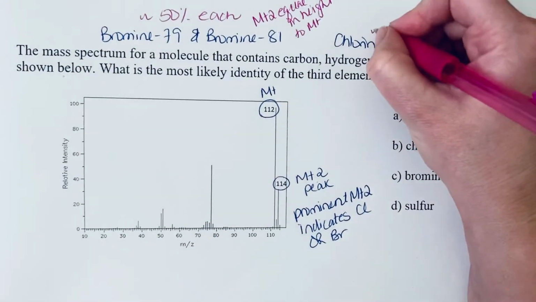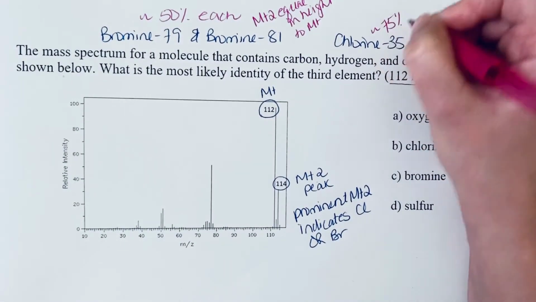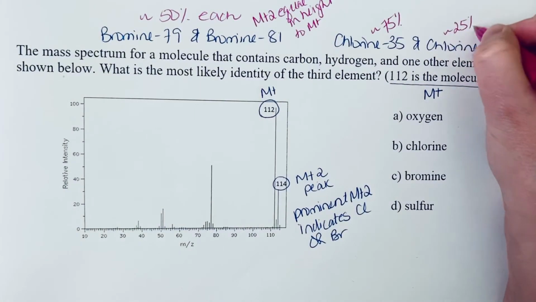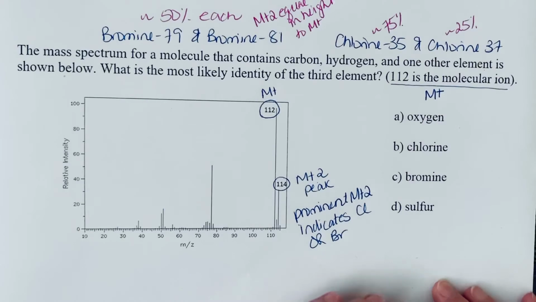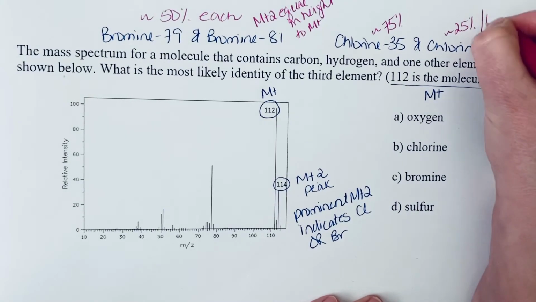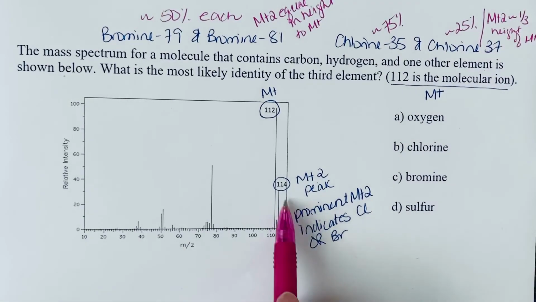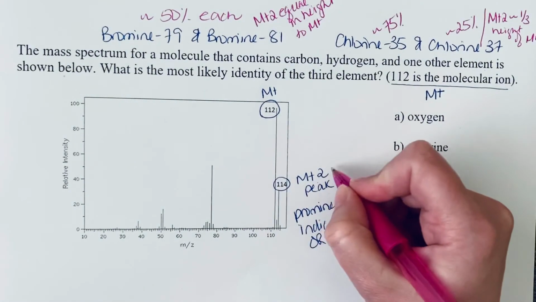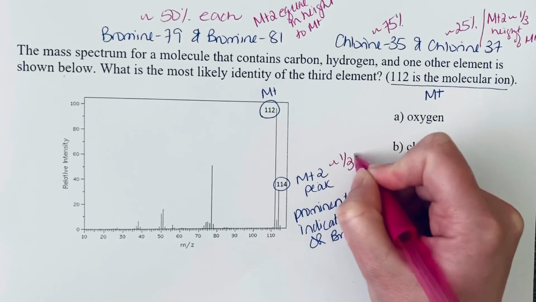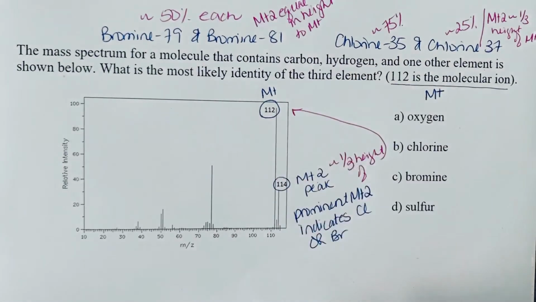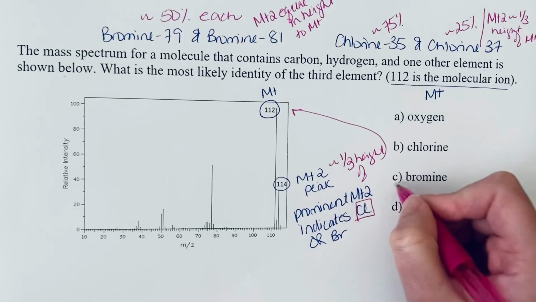With chlorine, approximately 75% of chlorine is chlorine 35 and approximately 25% is chlorine 37. So this leads to a pattern where we see the M+2 peak being approximately 1/3 the height of the M+. And so if we take a look here, that's what we're seeing. This is approximately 1/3 the height of the M+ peak, which means that we have chlorine.